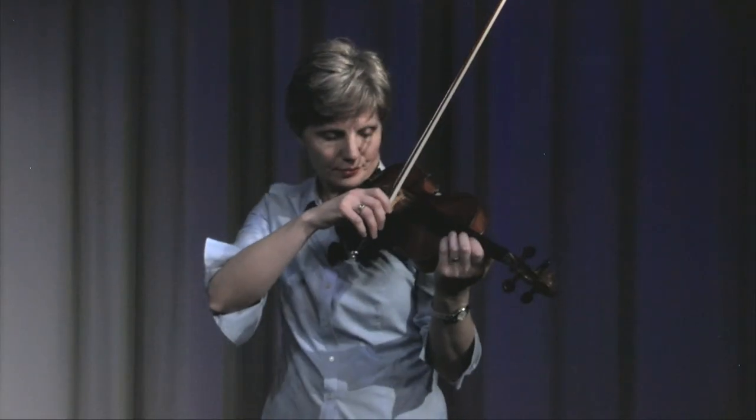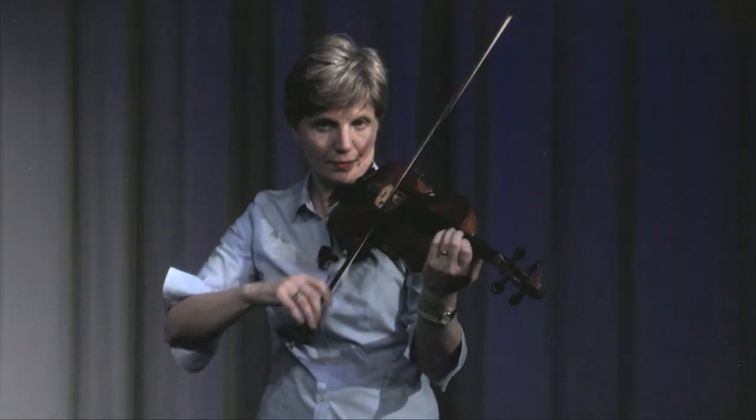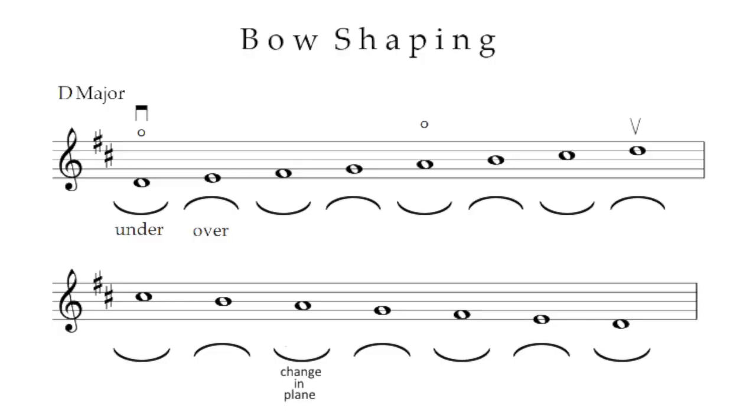So if we now apply this to a simple scale, we can start to see and hear some of the other benefits of bow shaping. If we take a basic detaché stroke on one string, the most instinctive shaping combination is under to over, down to up. If we take a one octave D major scale using the open strings, we can use the same under and over shaping, and it will work with the string crossings.